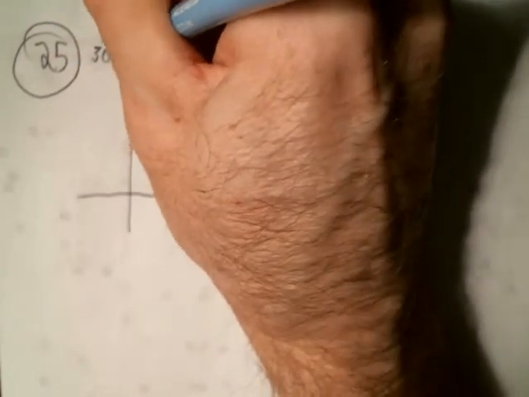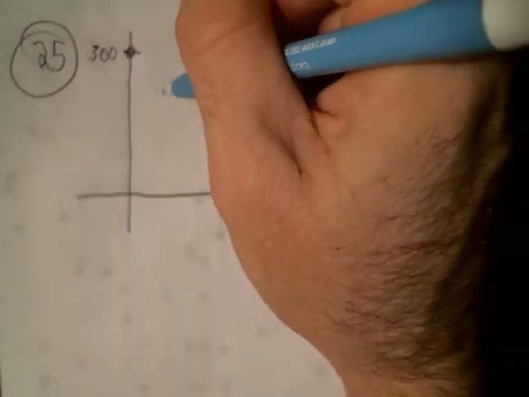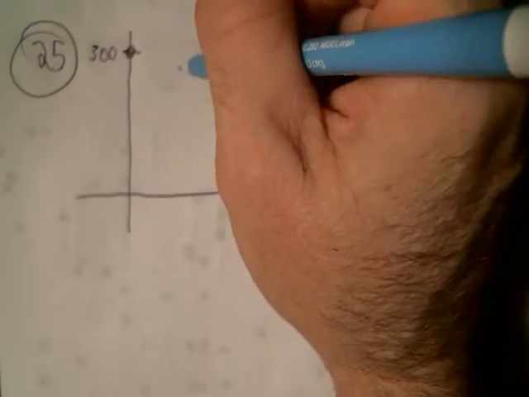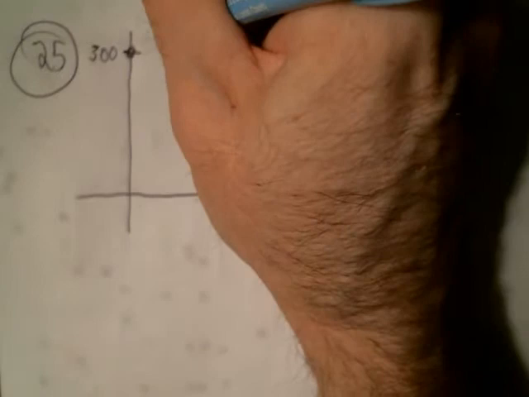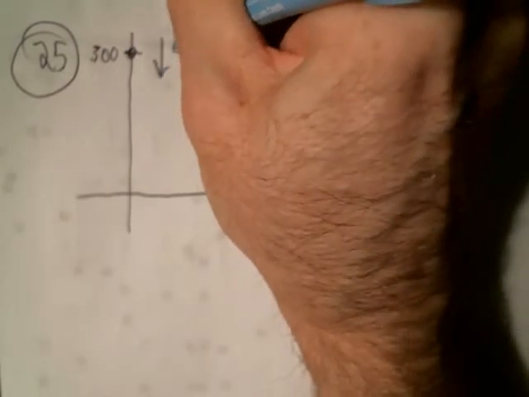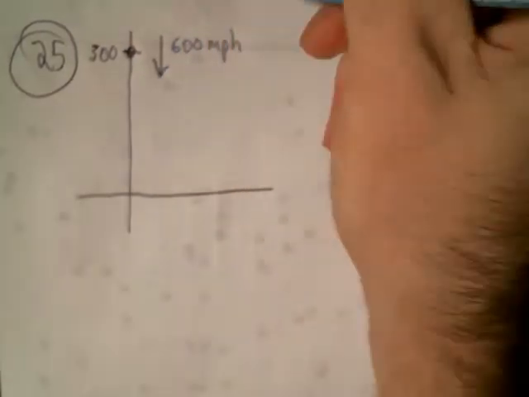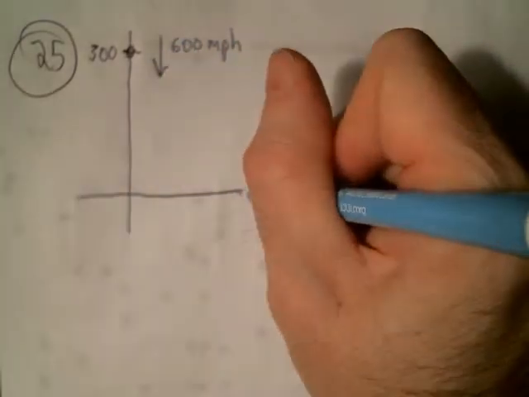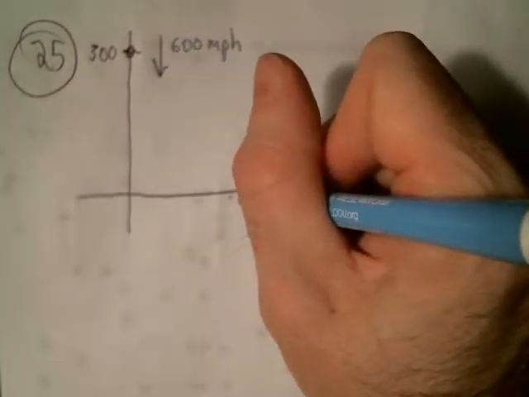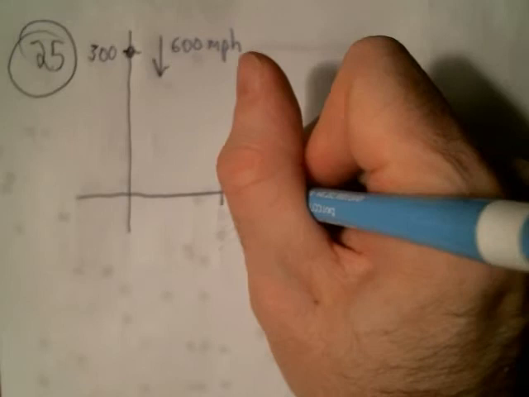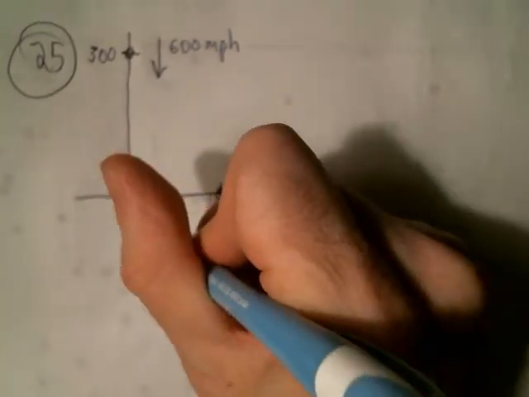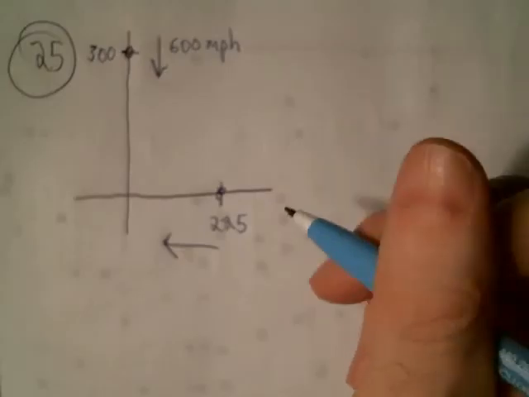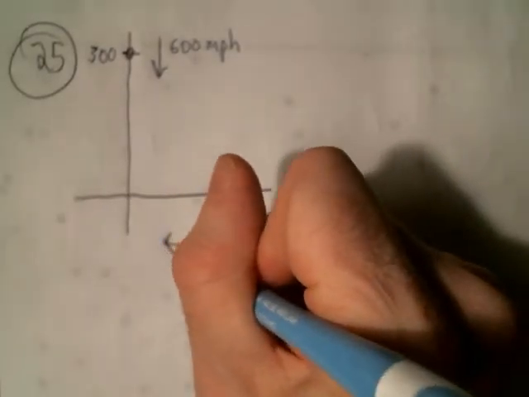One's location is at 0, 300, and it's moving at, I believe, 600 miles per hour in this direction. And then you have another plane located at position 225, and it's moving at 450 miles per hour.